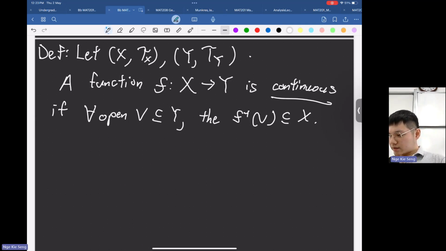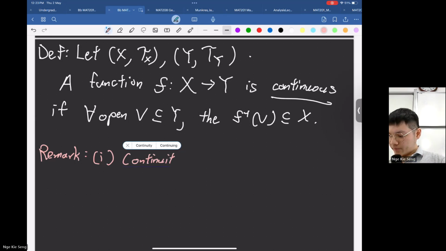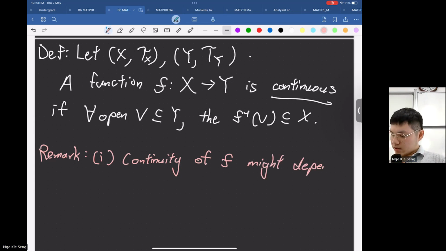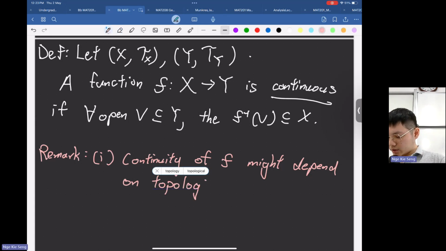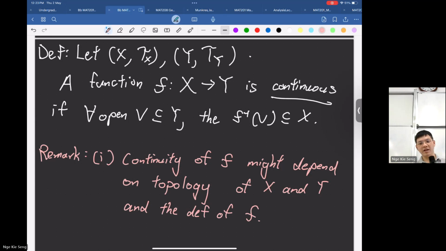All right, so some remark here: the continuity of f might depend on the topologies. Just put one topology on X and Y in the definition. Later we'll see an example.